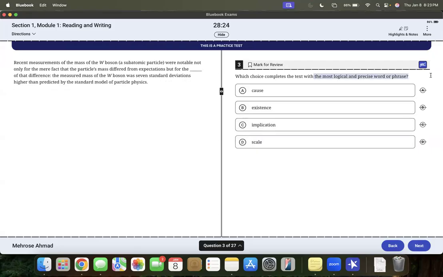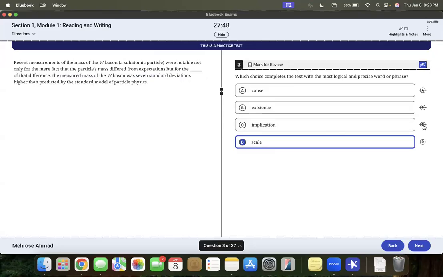Again, which choice completes the text with the most logical and precise word or phrase? Recent measurements of the mass of the W boson, a subatomic particle, were notable not only for the mere fact that the particle's mass differed from expectations, but for the blank of that difference. It was 7 standard deviations higher than predicted. Okay, so 7 standard deviations sounds like a lot. What makes the most sense? D, scale. There was a difference, but what wasn't expected is the size or the magnitude or the scale of that difference.